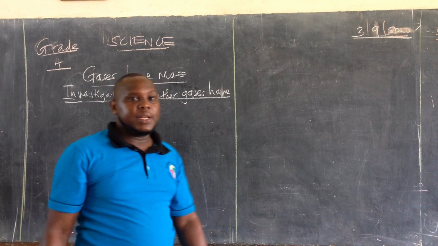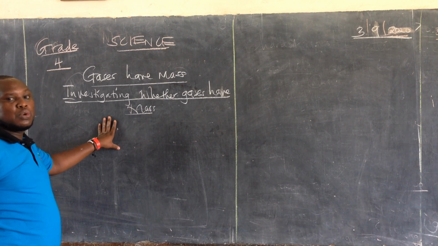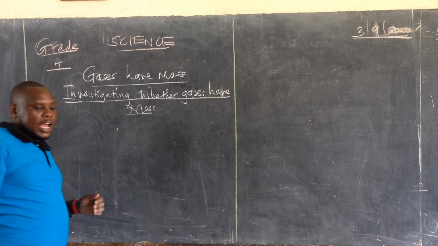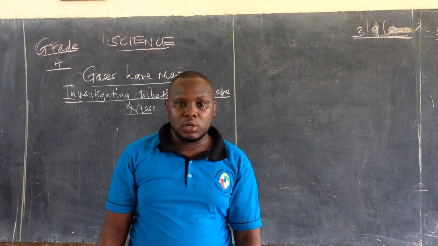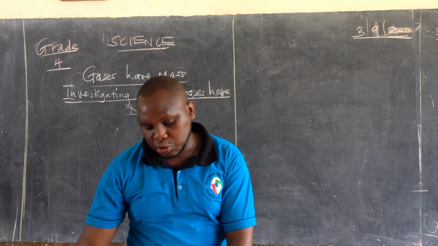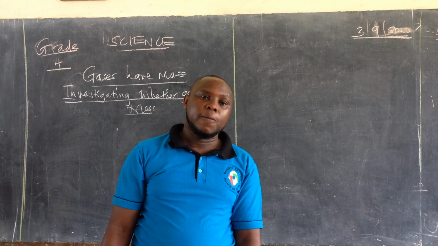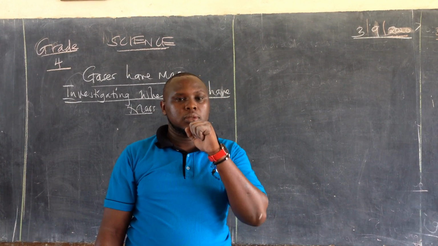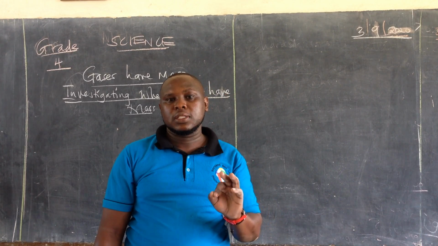And in our first experiment, learner, we are going to have an experiment to be able to demonstrate that gases have mass. Now, I want the learner to have 2 small balls. You know the balls that you use back at home for playing. After getting the 2 balls, inflate them. Put air inside using your mouth. Let the balls be of the same size.